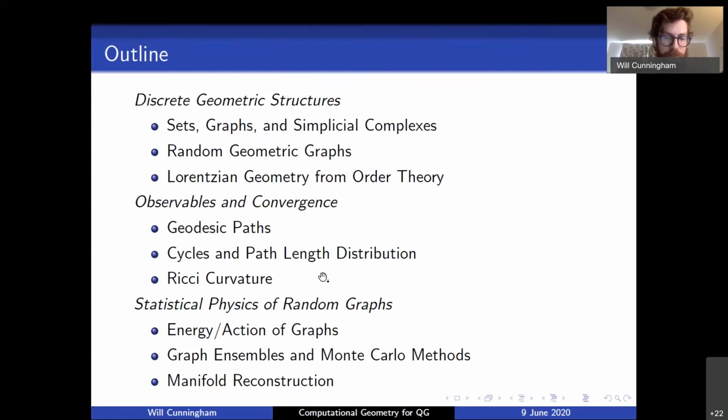And then in the final part, I'll talk a little bit about the statistical physics of random graphs, how we construct ensembles of these things, how we measure the energy or the action of a graph, what a function of a graph looks like. And then from that, talk a little bit about manifold reconstruction and comparing ensembles of graphs. Okay.